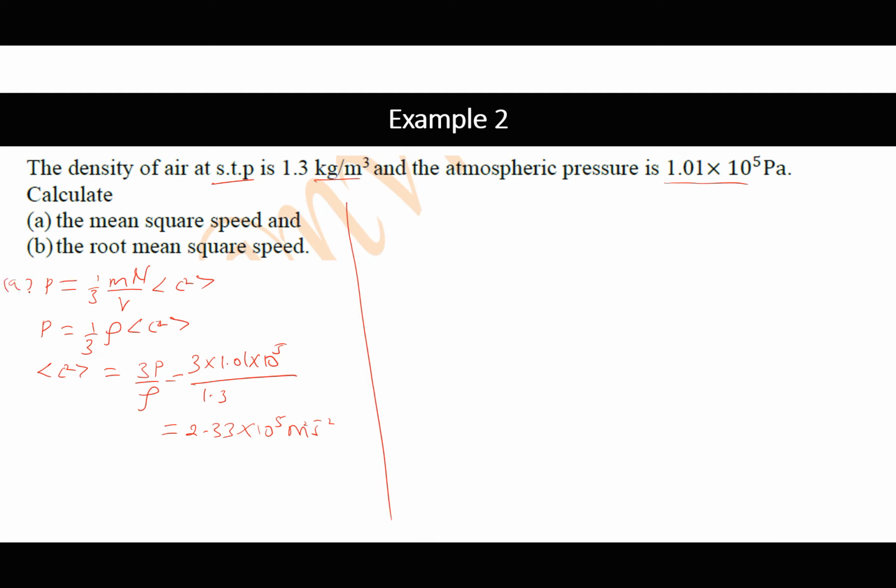Part B is telling us to find the root mean square speed, which I will simply write as C_RMS, which will be the square root of the mean square speed, which will be simply the square root of 2.33 times 10 power 5. And when I press my calculator to find the root, this gives me approximately 480, two significant figures, meters per second. Since I've got the square root, the squares on the units have gone off. Okay, that is example number 2.